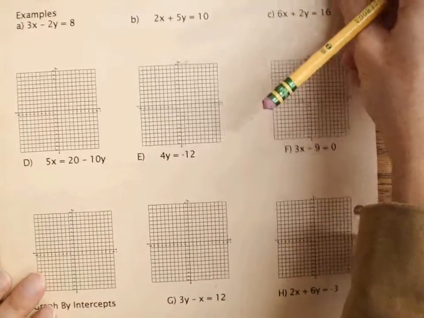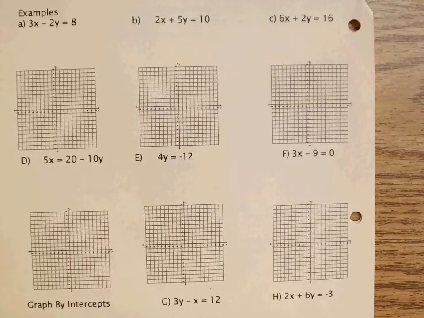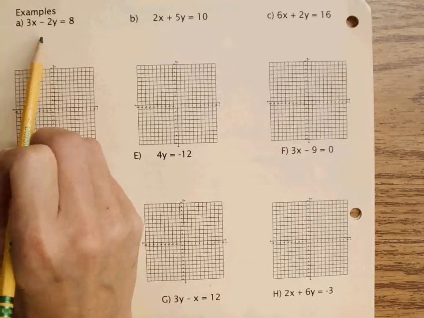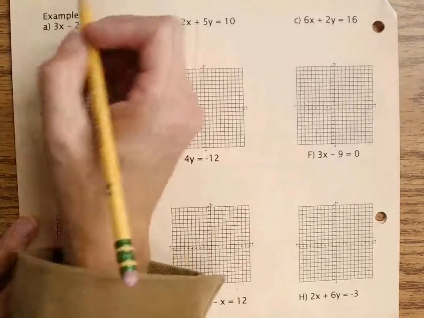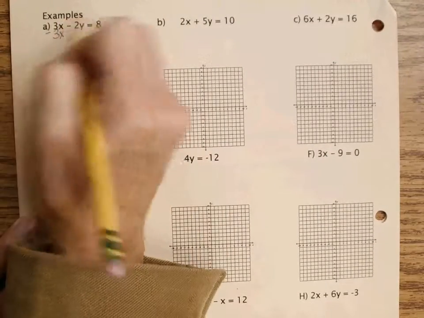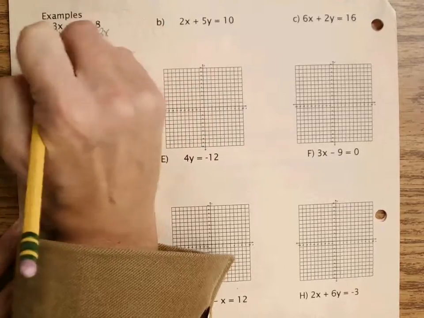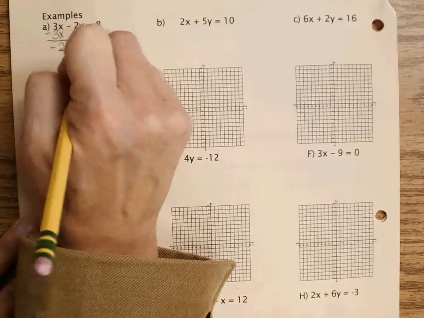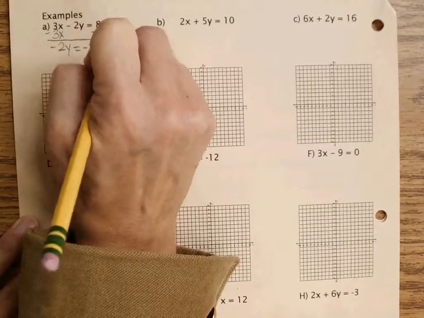So we'll go ahead and get started with some of these. Our first example is not in slope-intercept form, so our first step is to put it into slope-intercept form. So a reminder to do that, we're going to subtract 3x from both sides. Careful you don't write too big. Negative 2y is equal to negative 3x plus 8.